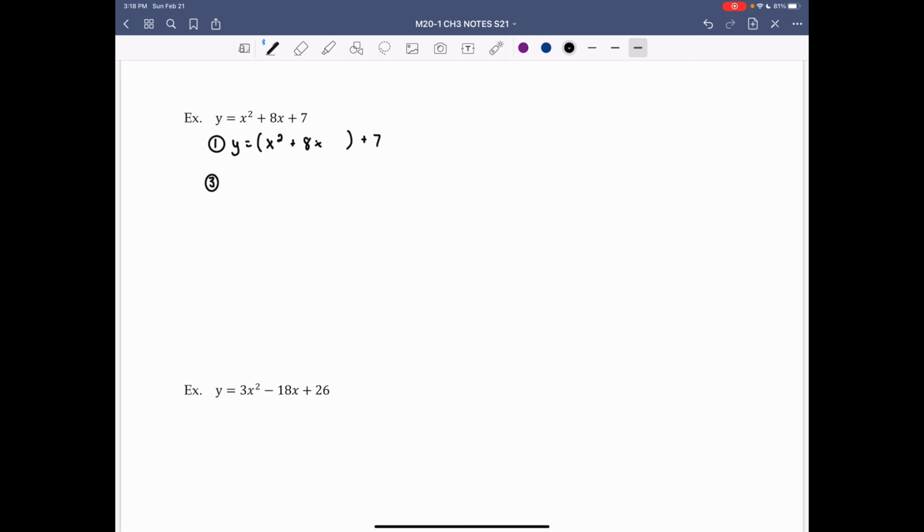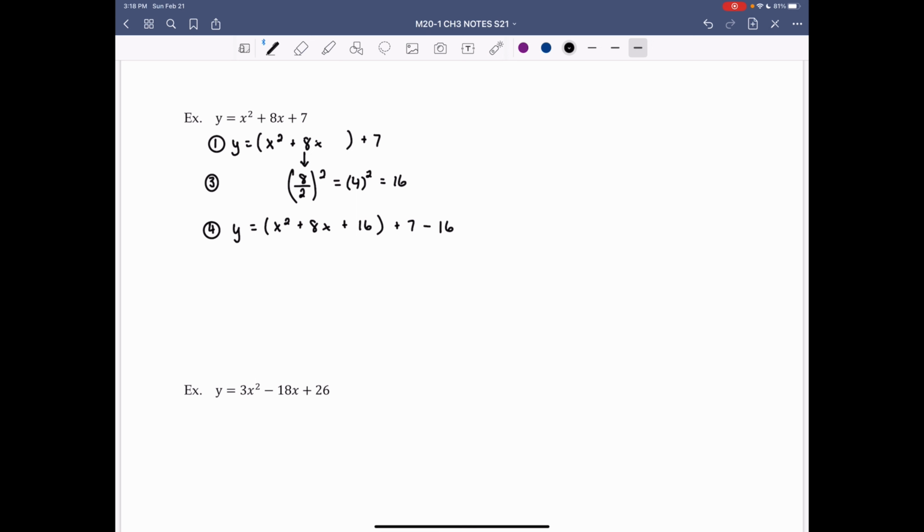In step number 3, we take the coefficient from the second term, we divide it by 2, and then we square it. 8 divided by 2 is 4. 4 squared is 16. In step 4, we take that number and put it into the space in front of our bracket. So x squared plus 8x and then plus 16. We add it inside the brackets. Then we have our plus 7 and we subtract 16 outside the brackets.